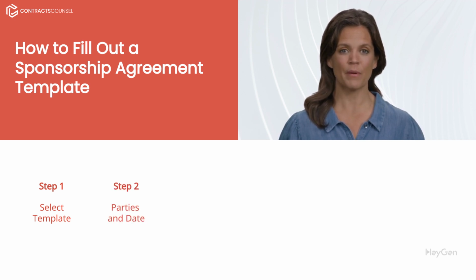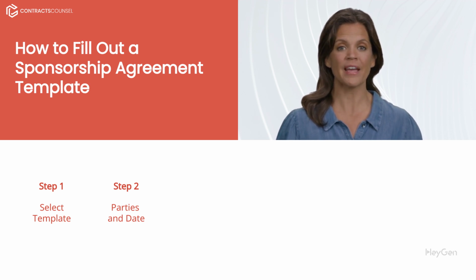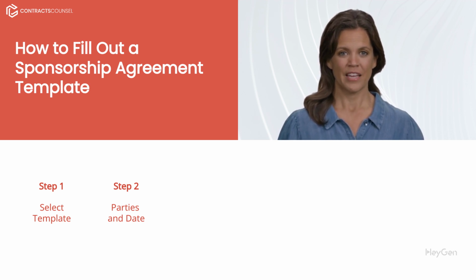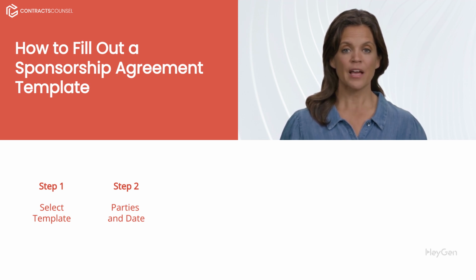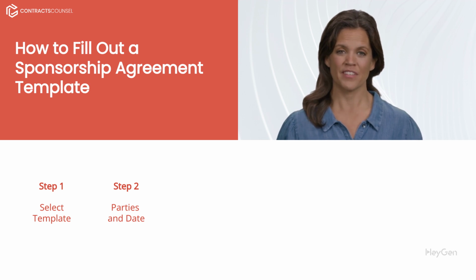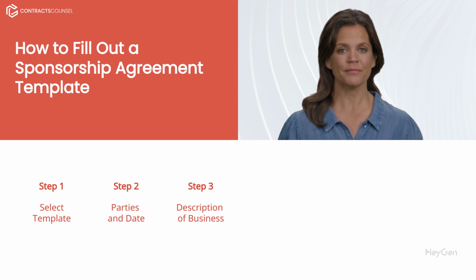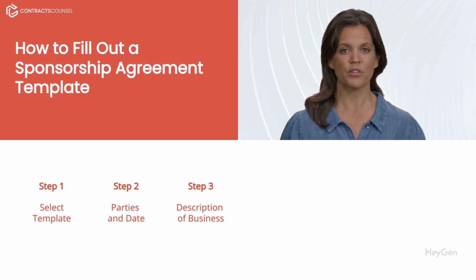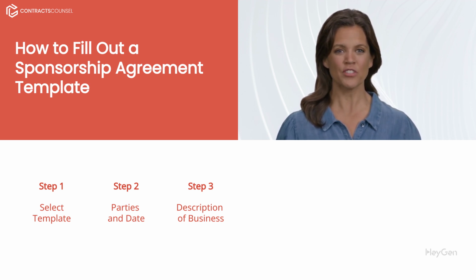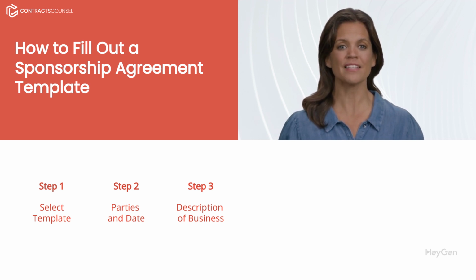Step 2. Parties and date. The next step will be to fill in the date of the agreement being made, and then fill in the legal name of the sponsor and the legal name of the beneficiary or the company receiving sponsorship. Step 3. Description of business, products, and services. The next step is to fill out a brief description of the business, product, or service of the beneficiary or party receiving the sponsorship. This essentially describes what the business does, so it is clearly outlined in the agreement.